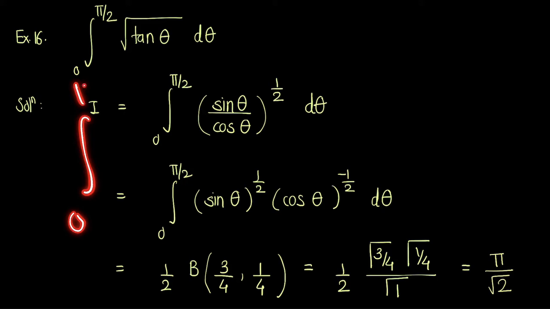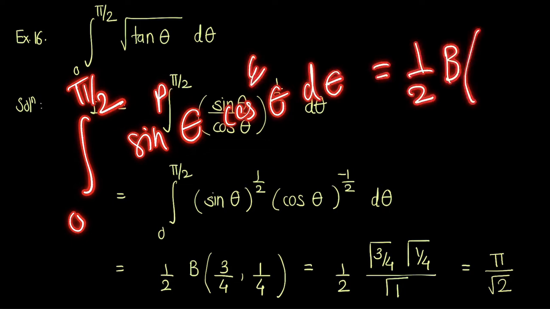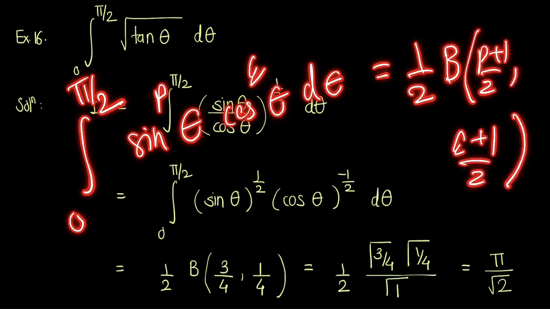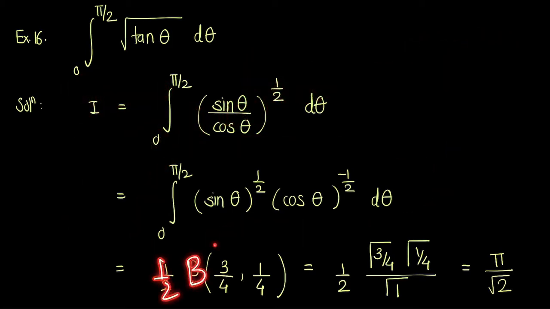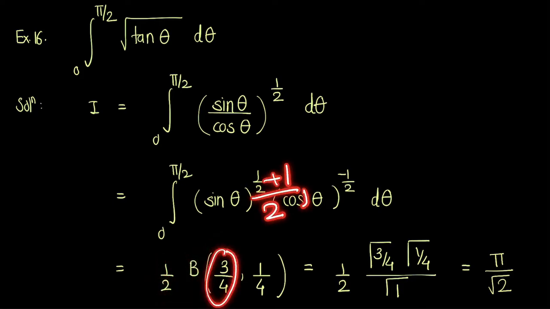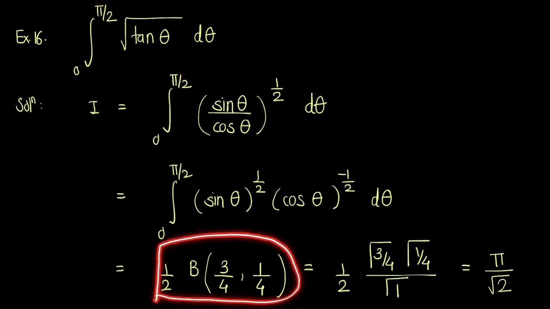And we know that integration 0 to pi by 2 sin theta raised to p into cos theta raised to q d theta is equal to 1 by 2 beta of (p plus 1) by 2 comma (q plus 1) by 2. So using this formula, this integral becomes 1 by 2 beta of (1 by 2 plus 1) divided by 2, that is 3 by 4, comma (minus 1 by 2 plus 1) divided by 2, that is 1 by 4. Therefore the value of this integral is 1 by 2 beta of 3 by 4 comma 1 by 4.